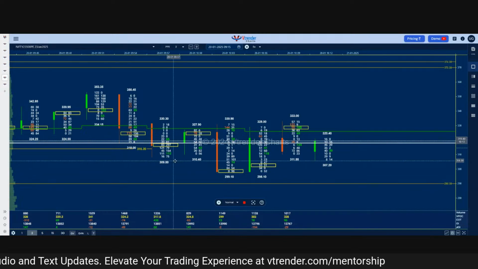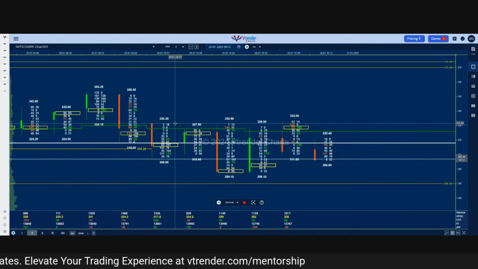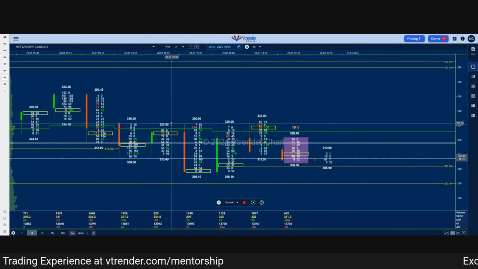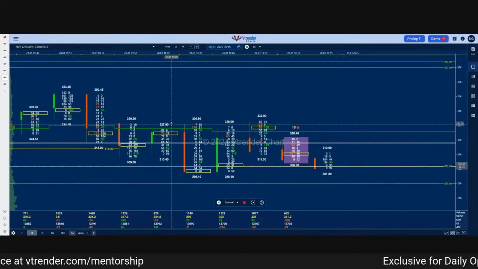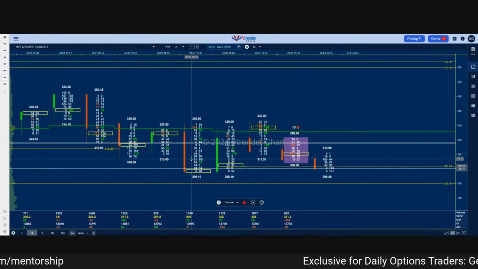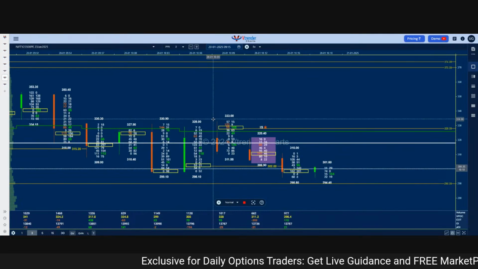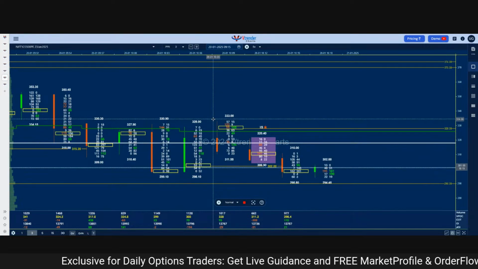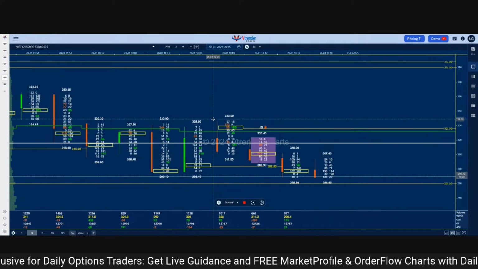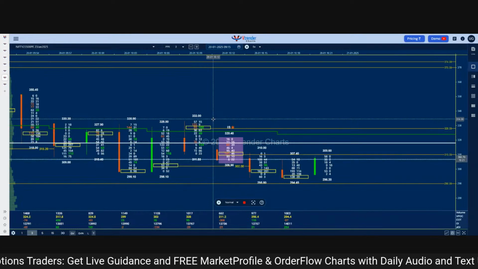So here it is getting rejected continuously at VWAP. It is not able to sustain above VWAP. So we are still waiting for the 286 level. If we break the 286, this 333 reference would be a good stop loss to hold a short in this put.